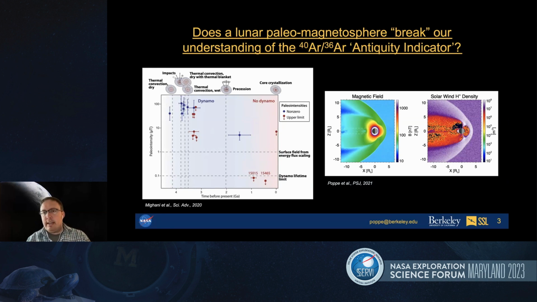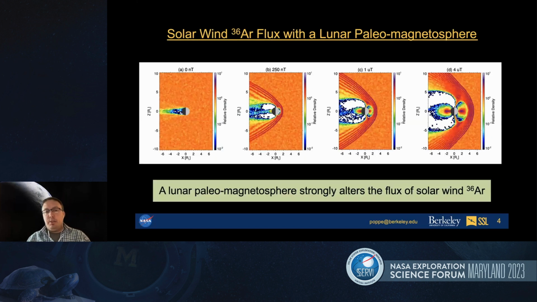So in order to test this idea of what the paleomagnetosphere is doing to both the argon-36 and the argon-40 fluxes, we undertook a series of numerical simulations to slowly turn up the paleomagnetic field strength and look at both the incoming solar wind argon-36 flux and then the ionization of argon-40 coming from degassing of the lunar interior. The results that you see here are for the flux of solar wind argon-36 down to the lunar surface. So to orient you, the moon is obviously in the middle. The solar wind flux is flowing from right to left.